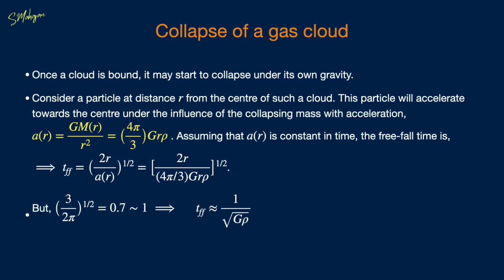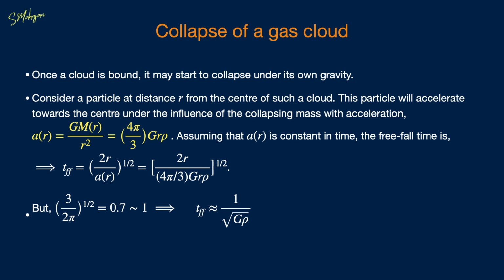But how long does it take for a cloud to collapse? Let's estimate that timescale using a back-of-the-envelope calculation. Consider a particle at distance r from the center of a collapsing cloud. This particle will accelerate towards the center under the influence of the collapsing mass with acceleration a given by 4 pi by 3 G r rho.